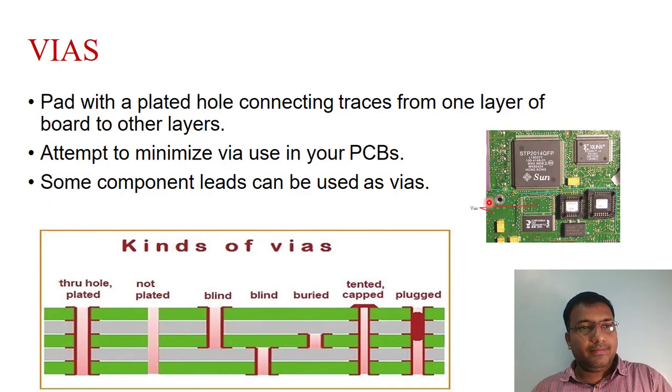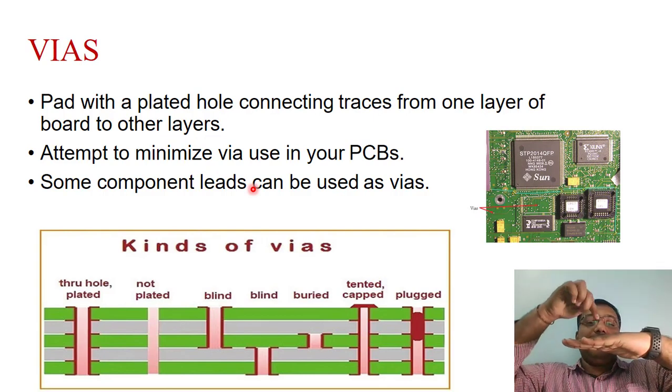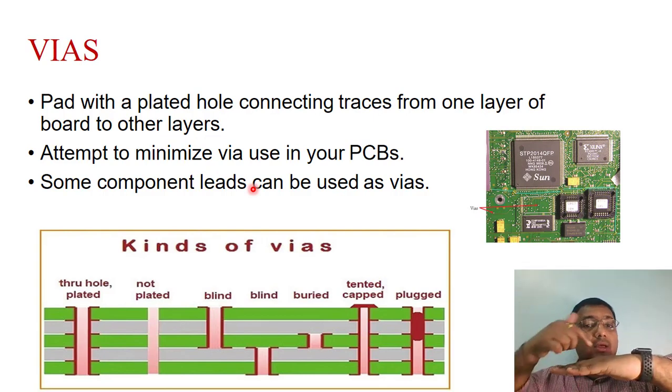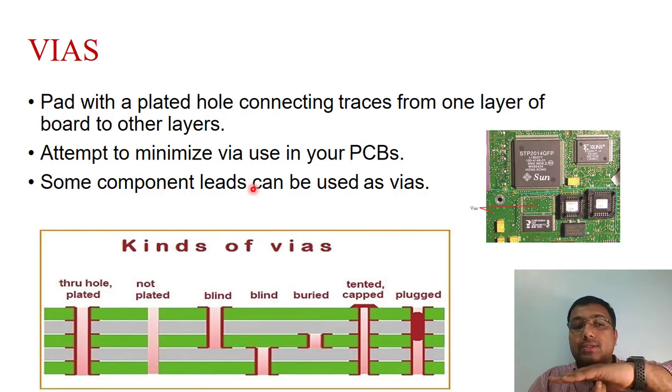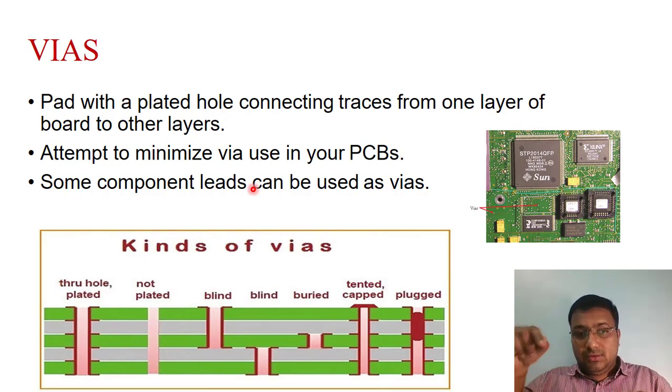Next thing is wires. Again, wires are very important. The pads with a plated hole connecting traces from one layer to another layer are known as wires. So if we have a PCB and a connection from the top layer to the bottom layer, there should be a wire. Connecting from the top layer to the bottom layer is done by a wire. Sometimes leads can be used as wires. Sometimes the end leads can be used as wires as well.